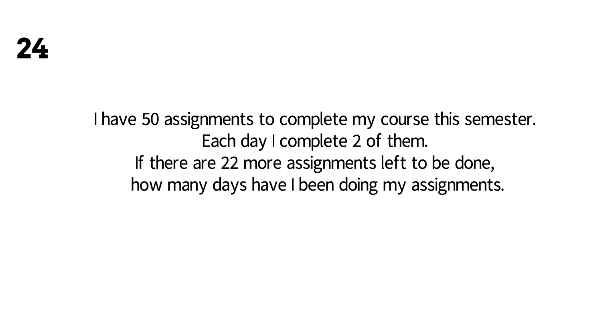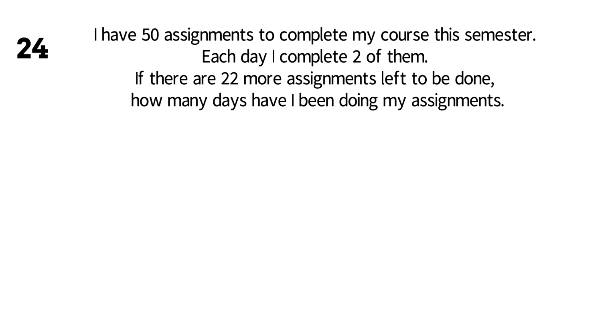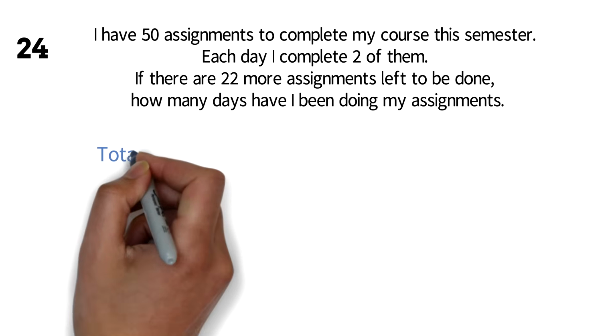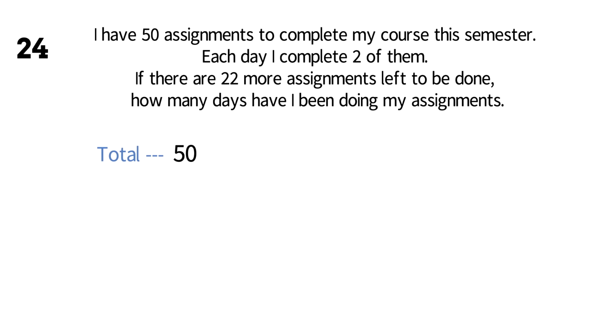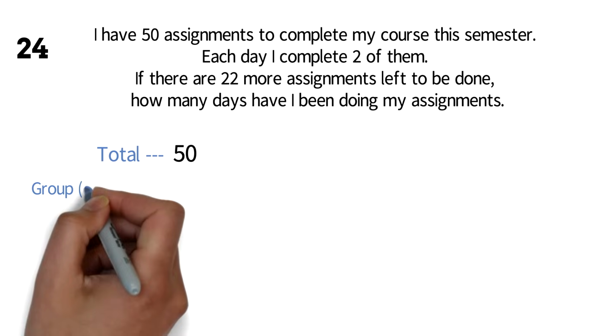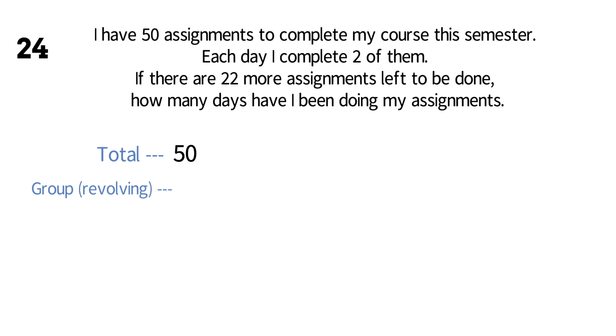Question 24. I have 50 assignments to complete my course this semester. Each day, I complete 2 of them. If there are 22 more assignments to be done, how many days have I been doing my assignments? This will also be a two-step equation just like we did earlier. The total will be 50 because that's the total number of assignments I have.